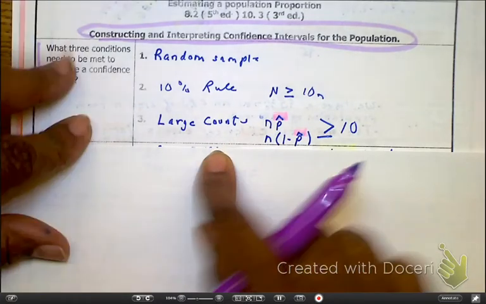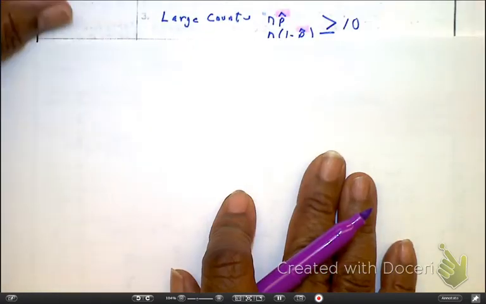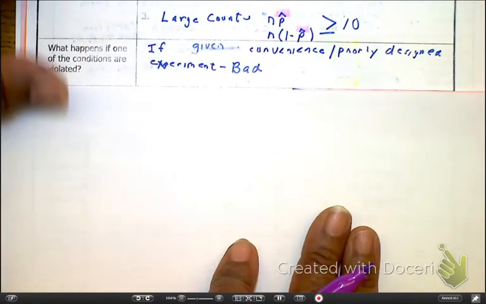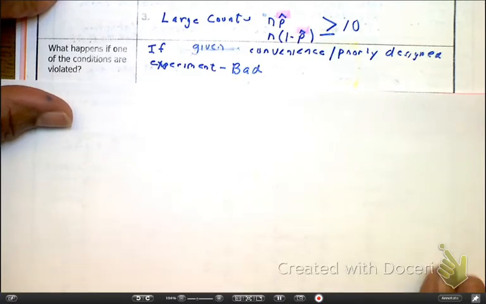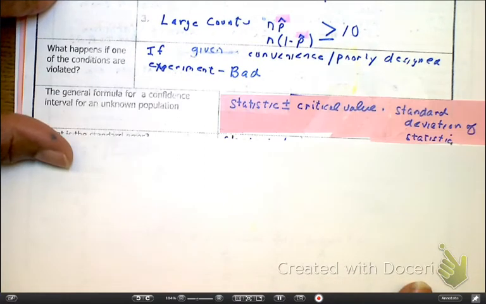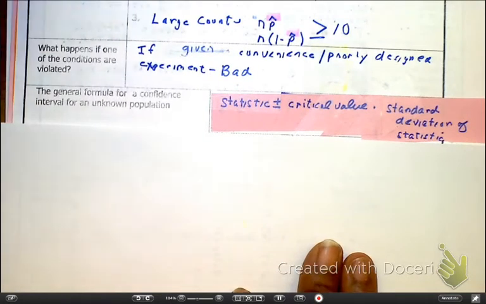I'm going over this kind of fast because I know I mentioned this in one of the last videos. Okay, here, what happens if the conditions are violated? You can't do it. Okay, here is our formula for the confidence interval in words.